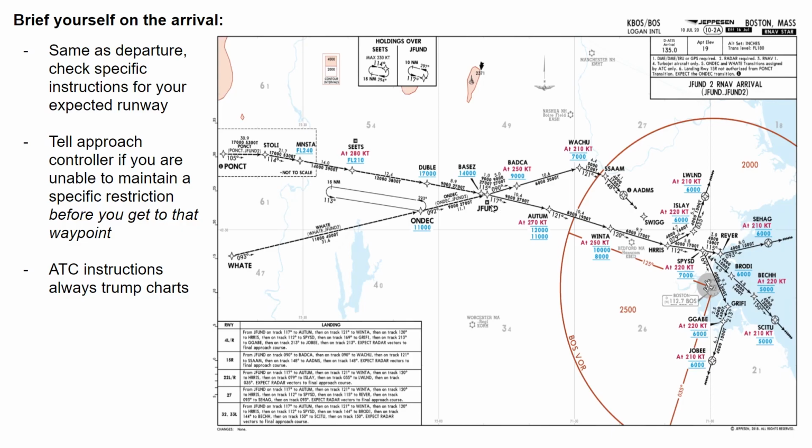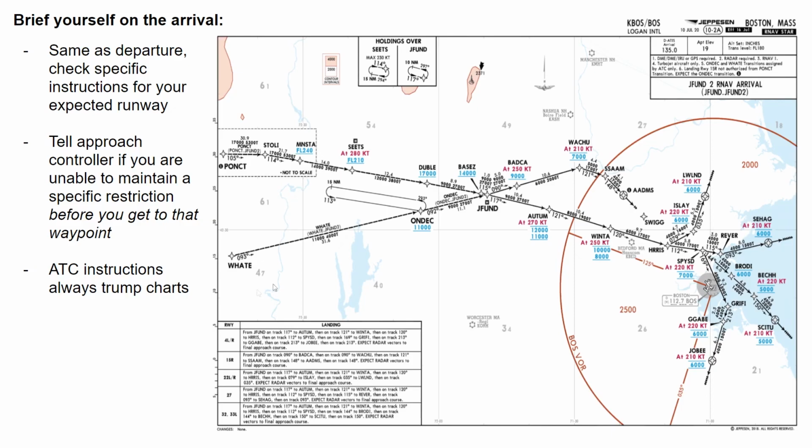If you cannot meet a restriction for whatever reason, it's no big deal. Just make sure you tell them. You can say "Boston Center, Maple 7654," and then they'll say "Maple 7654, go ahead." And we say, "We're unable to meet the altitude restriction at Autumn. We will not be able to descend below 12,000 by then." And then they'll say, "No problem," and then they'll give you further instructions from there. So it's no big deal. Just make sure you tell them.